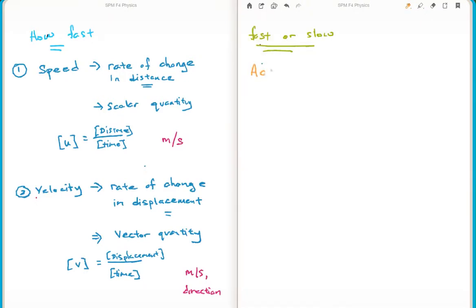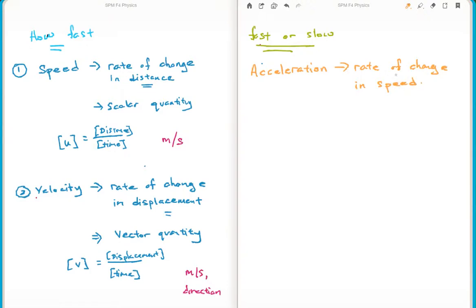Acceleration. Okay, acceleration is how the velocity of an object changes with time. It is a rate of change, the rate of change in velocity or speed. We will start with speed.